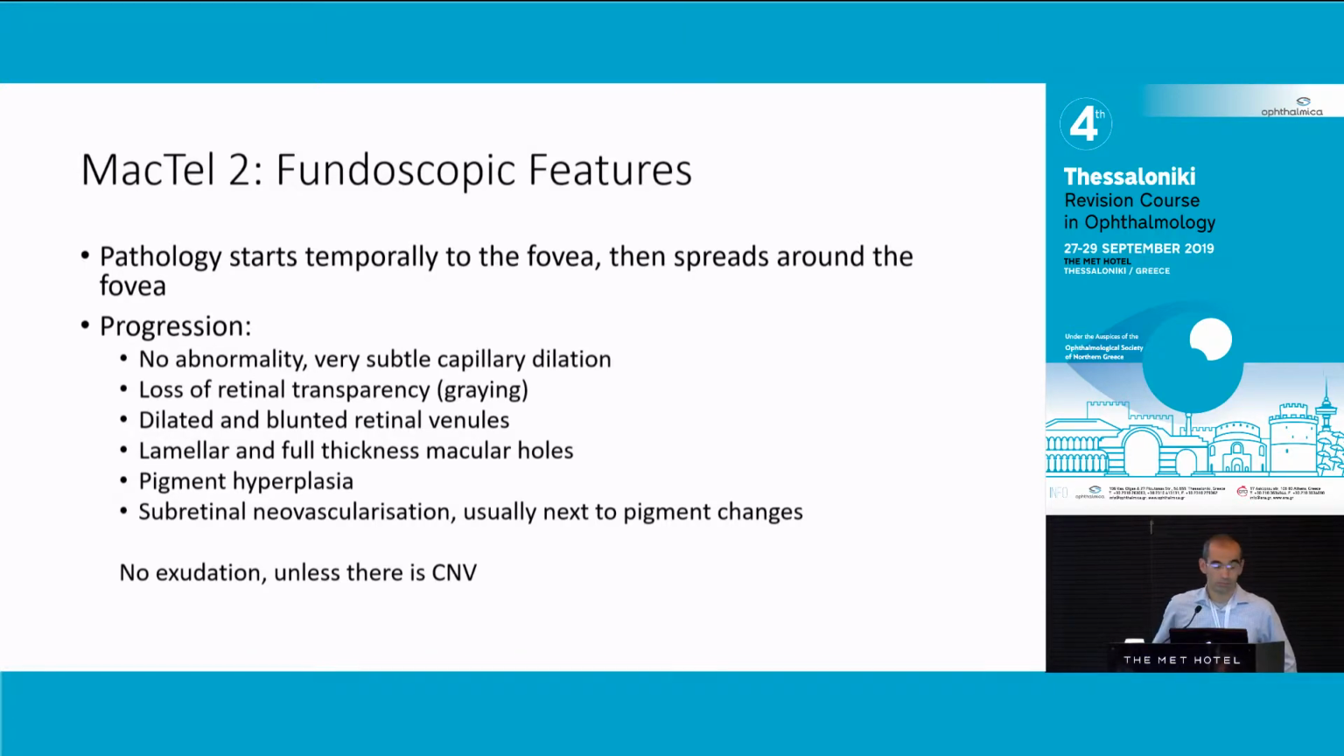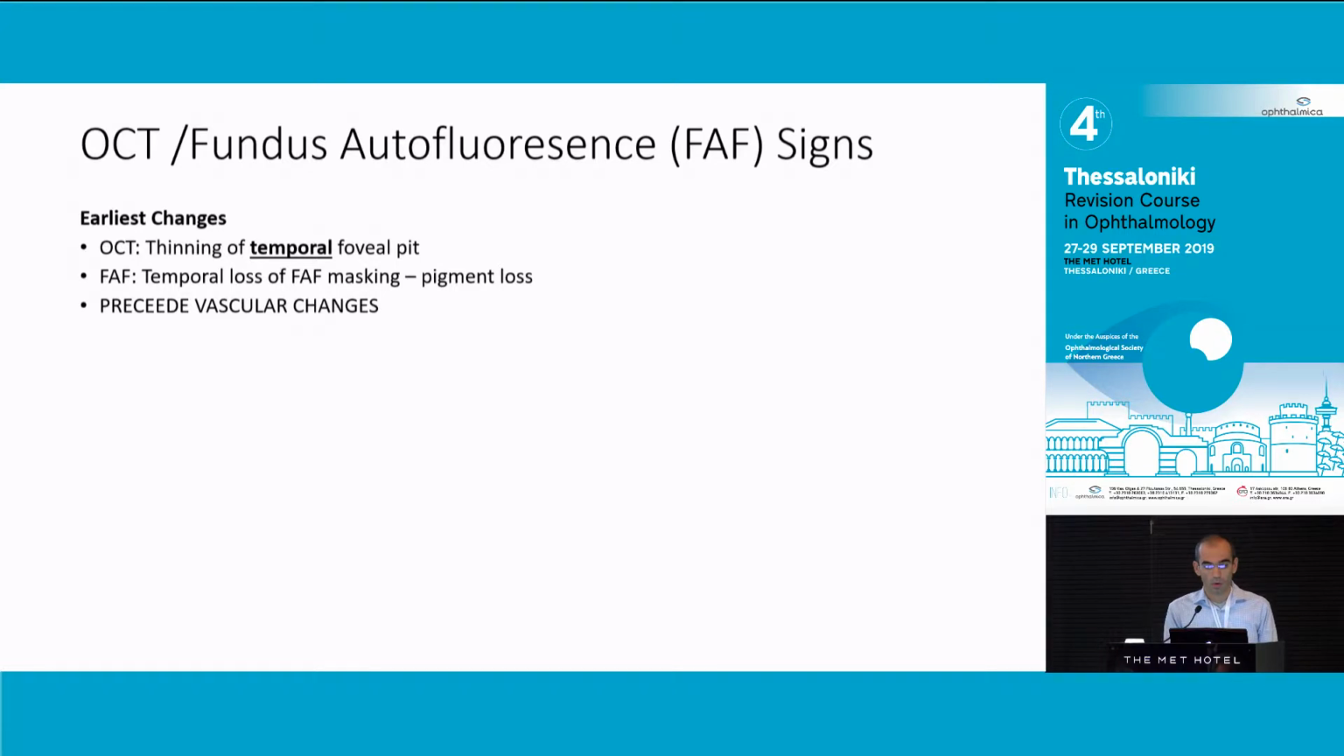There's published progression and staging where you're meant to see loss of retinal transparency and graying, blunted retinal venules, and then you start getting lamellar holes, cysts, pigment hyperplasia, and then some patients end up with CNV. There's no exudation unless there's CNV. OCT and fundus autofluorescence imaging has really revolutionized the way we recognize and diagnose this condition.